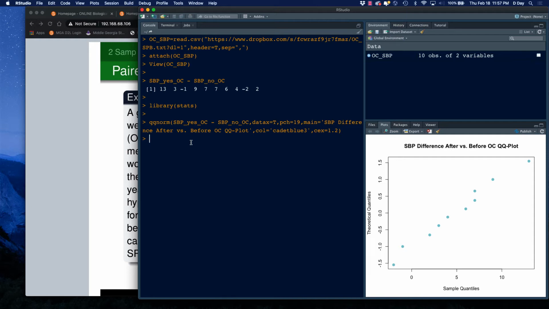It looks like it curves a little bit, but we won't know exactly how far away the points are from the line until we create that QQ line.